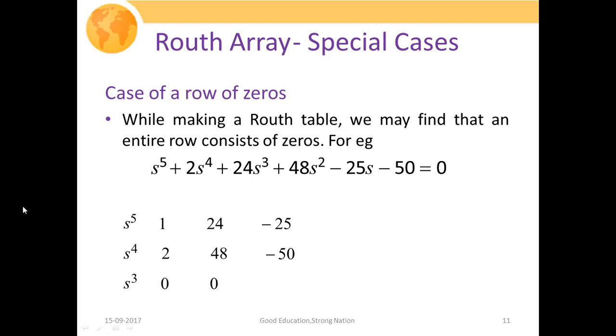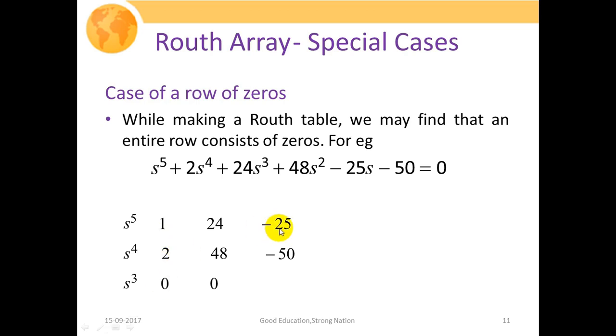We're going to write the coefficients for s^5, s^4, s^3, s^2, and so on. The coefficient of s^5 is 1, then after skipping the second we have the coefficient 24, after skipping 48 we have the coefficient minus 25. Then the coefficient of s^4 is 2, then after skipping 24 we have 48, then after skipping minus 25 we have minus 50. So how are we going to evaluate the third row? 2 times 24, that is 48, minus 48 times 1, that is 48, divided by 2, 0 by 2 turns out to be 0.